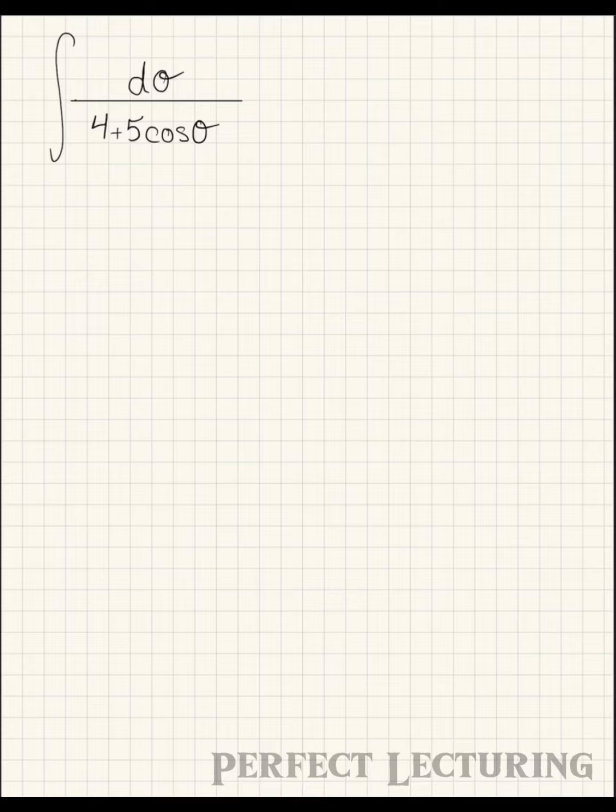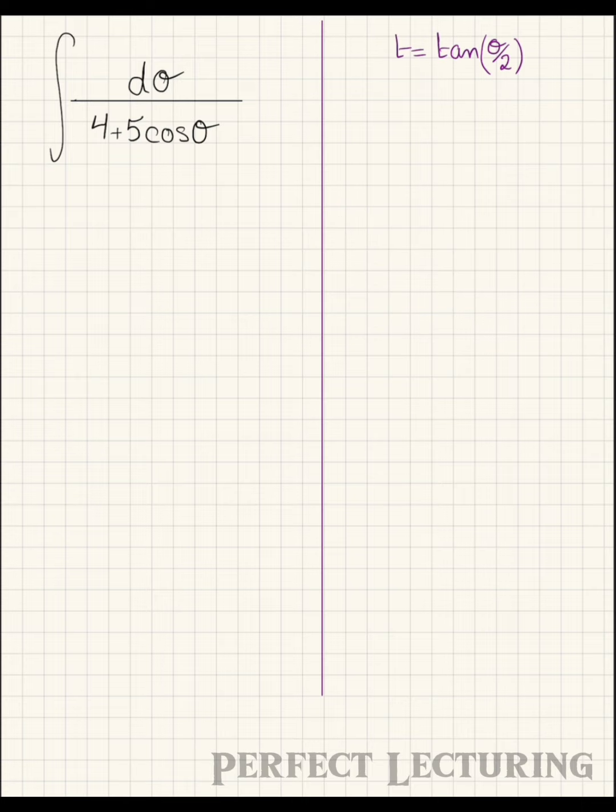Hello everyone. Our question for today is the following integral: d theta over 4 plus 5 cosine theta. For this class of integrals, I mean for the integrals of the form d theta over a plus b cosine theta, we always apply the following change of variable: t equals tan of theta over 2. So that's the trick. So we let t equal tan theta over 2.